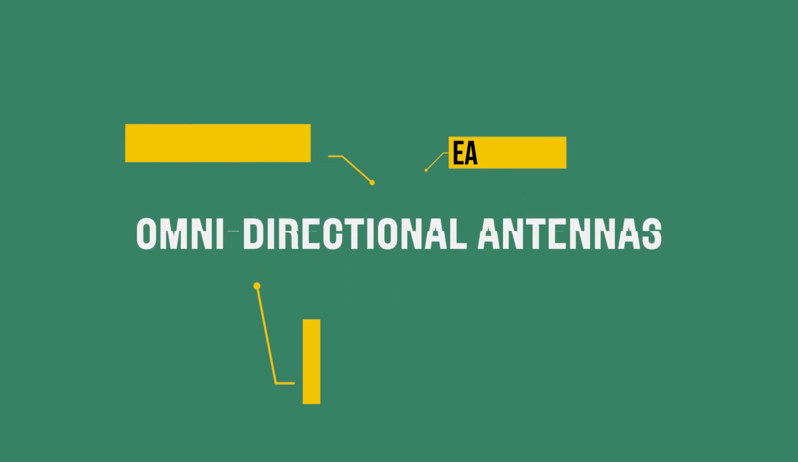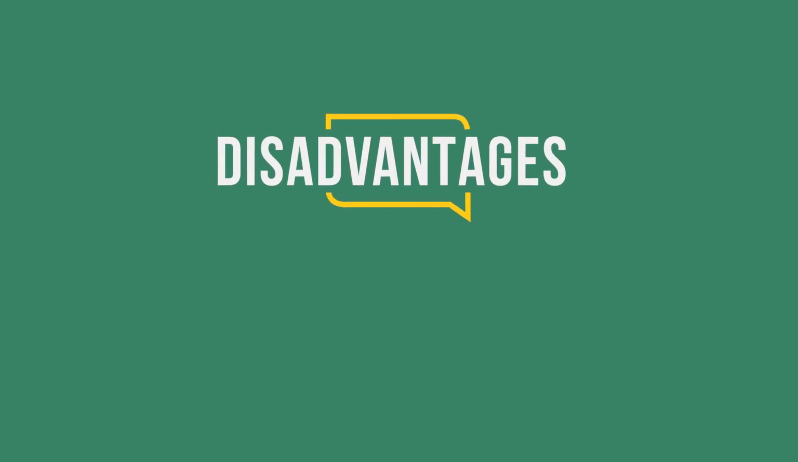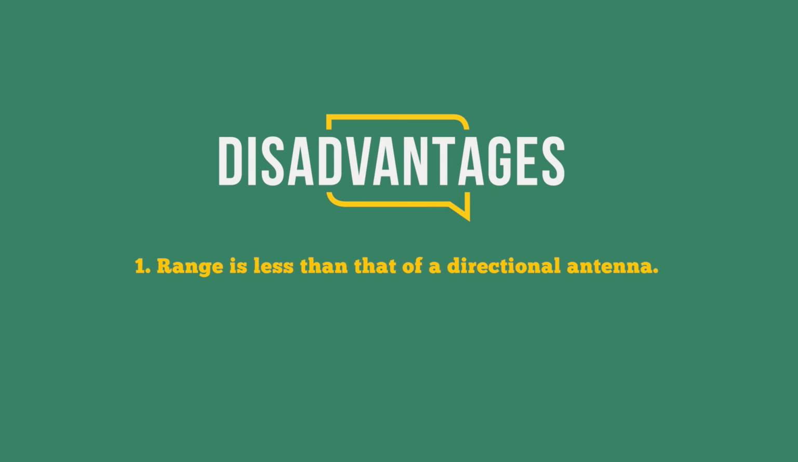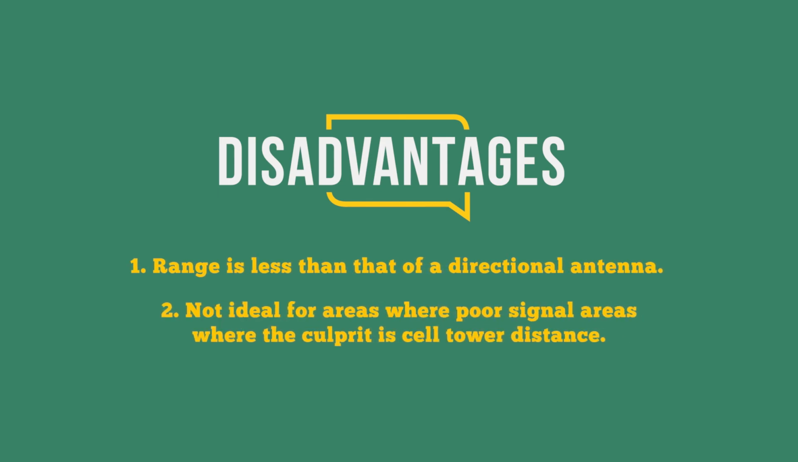Next, the disadvantages of omnidirectional antennas. The first one, range is less than that of a directional antenna. Second, they are not ideal for areas with poor signal where the culprit is cell tower distance.